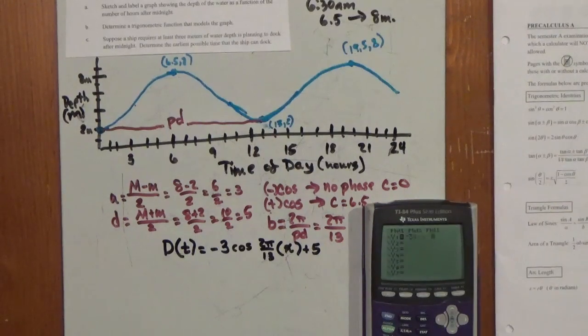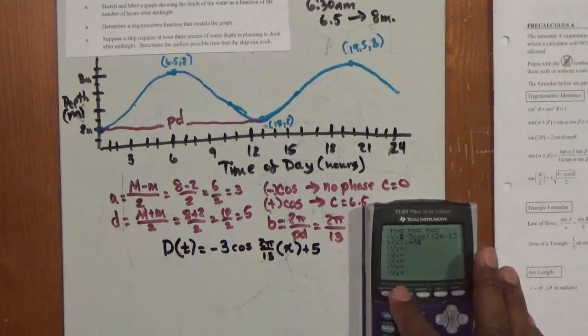Negative 3 cosine, parentheses, 2 pi divided by 13. Close that. Open an x. Remember our C value is what it is. Plus, oops, we have to close something, I think. Close, plus 5. So now that we have that, let's see if we can get the proper window.